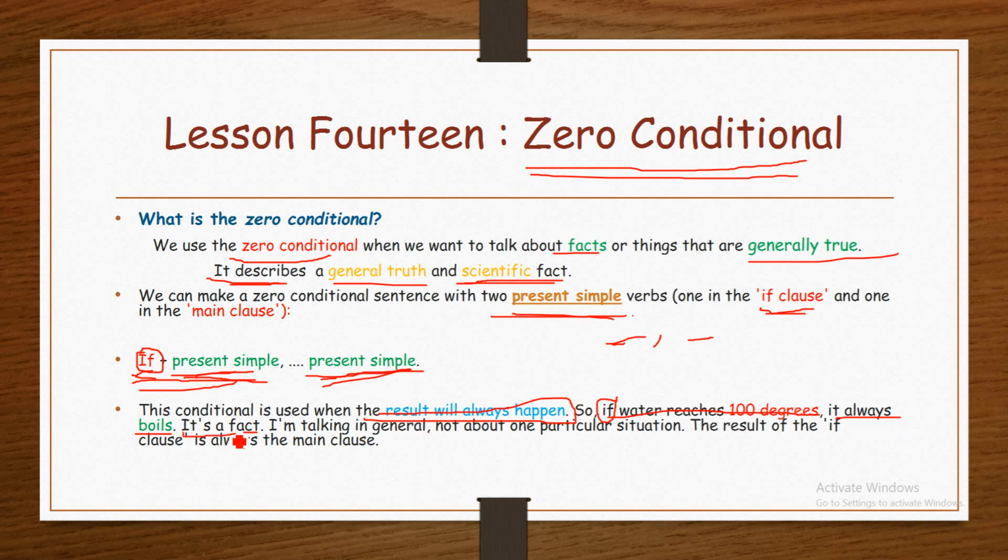It is a fact. I am talking in general, not about one particular situation. The main clause is always a result of the if clause. If water reaches 100 degrees, it always boils. It always boils is the result of the if clause.